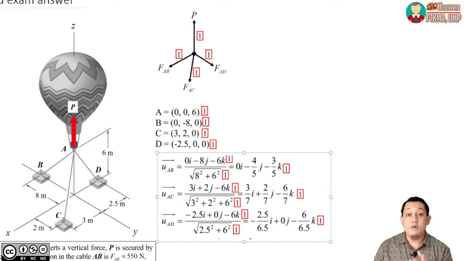Some of you made a mistake here. To calculate R_AB, the mistake is that he or she did A minus B. No, it must be B minus A.